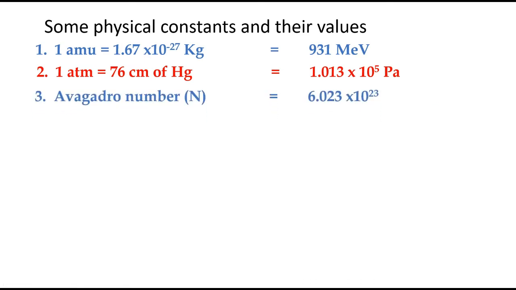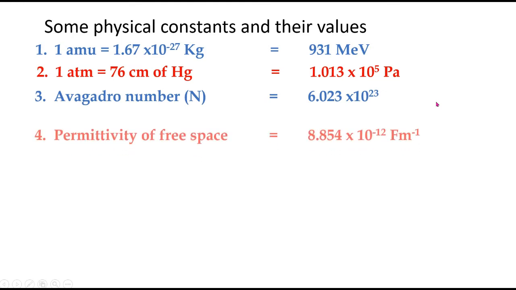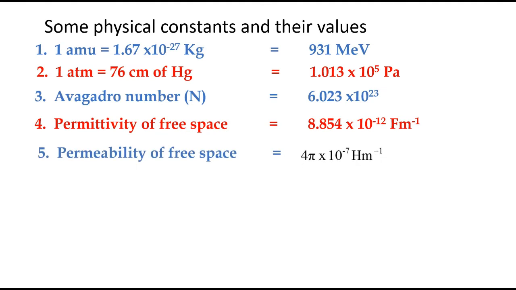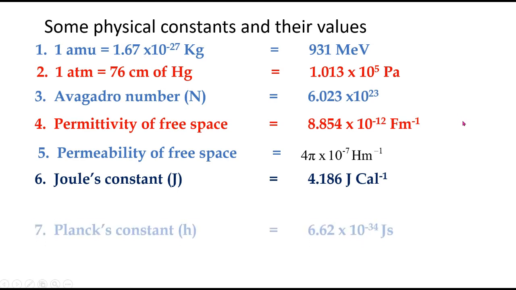Avogadro number, denoted by N, is 6.023 into 10 to the power 23. It has no units because it is a number. Permittivity of free space is equal to 8.854 into 10 to the power minus 12 F per meter. Permeability of free space has value 4 pi into 10 to the power minus 7 Henry per meter. Joule's constant J equals 4.186 joules per calorie.